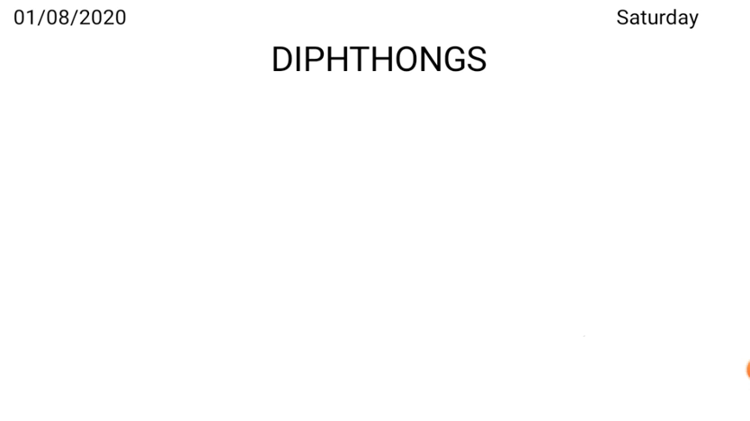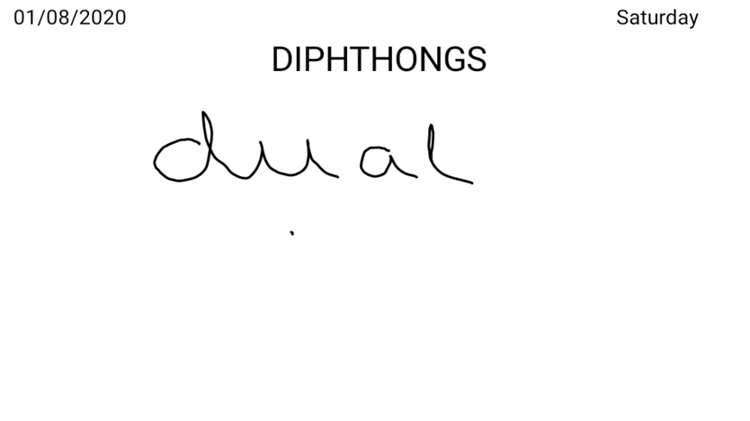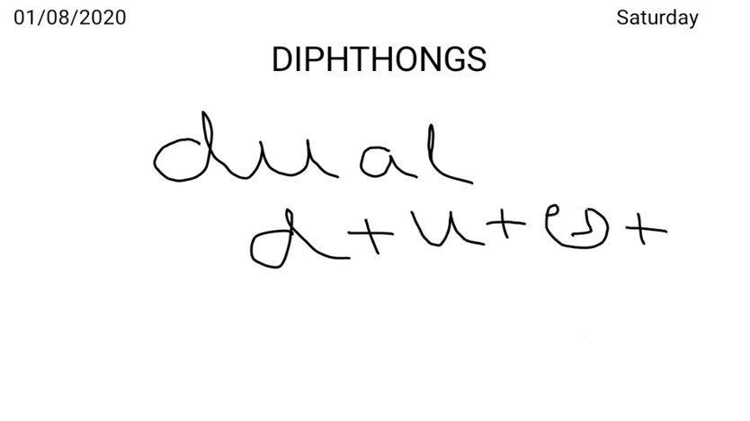Dual, D-U-A-L, dual, D plus U plus R plus L, D and L. Between D and L there is a U, third place vowel. It is marked to the second consonant at the third position, and the next vowel is represented by attaching an upward tick.